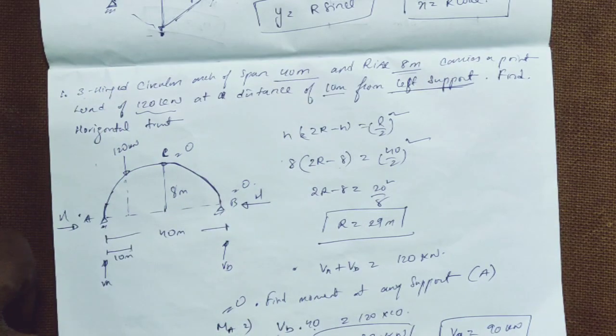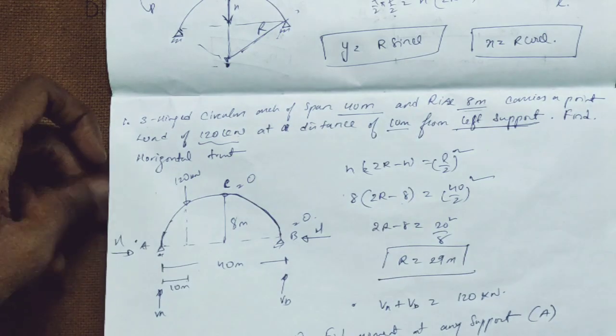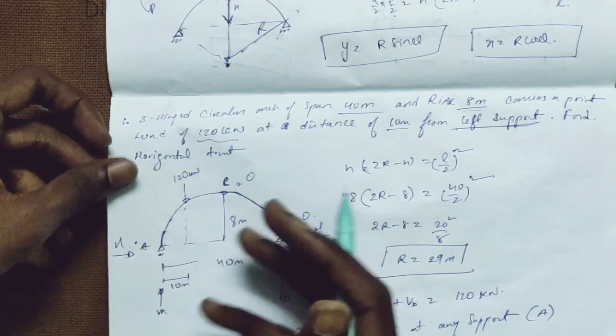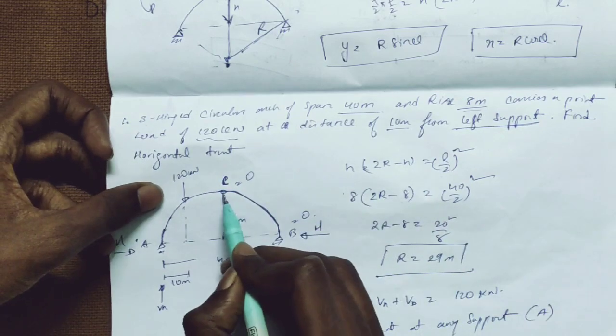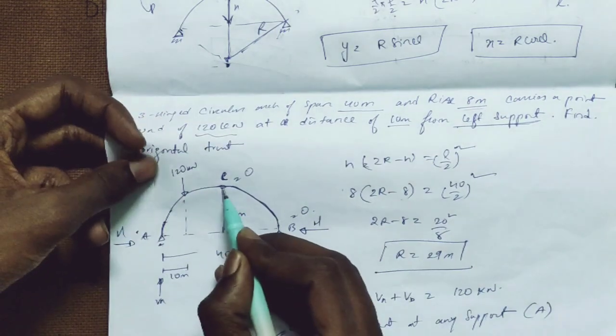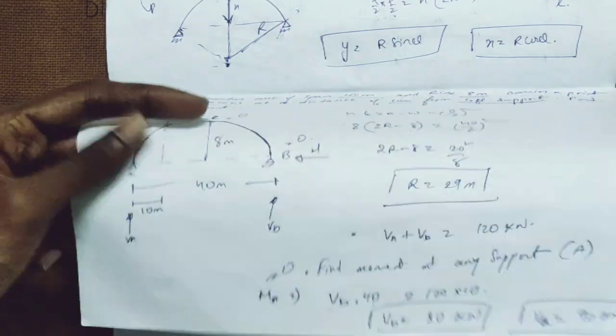So we got VA and VB. Now as we did for parabolic arches, similarly we will do here also. We will find the moment at C for portion AC or portion CB, and we will equate it to 0.